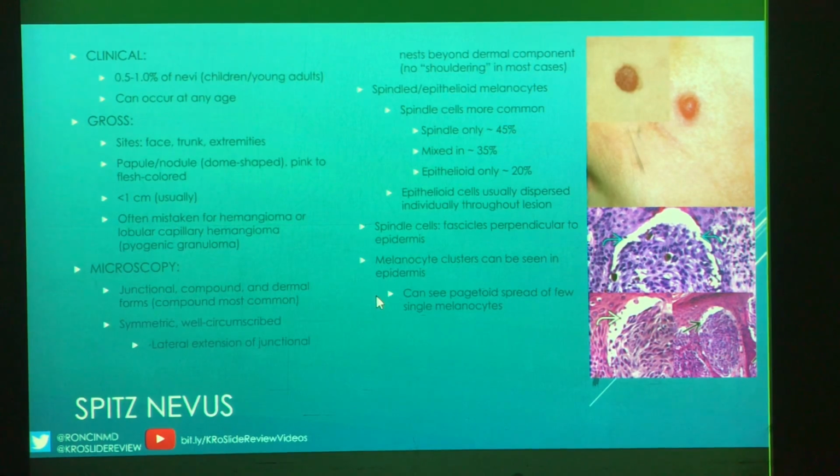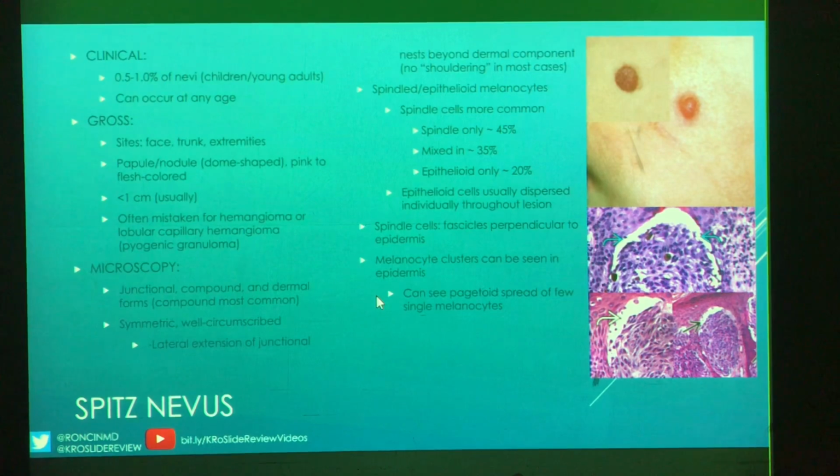On microscopy, you can see all sorts of things. So remember with our acquired nevi, we had junctional, compound, intradermal forms. Well, the same thing occurs with the Spitz nevus, but your compound is the most common. These are very symmetric lesions, and you don't see lateral extension of the junctional nest. So what that means is whatever is occurring in the dermis, the epidermal component does not go past that. It doesn't shoulder past it. Can it occur? Yes, but in most cases it does not.